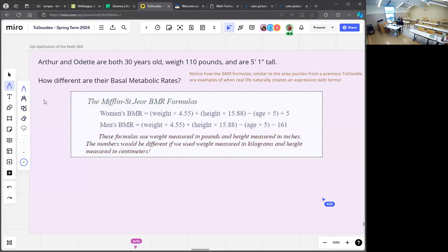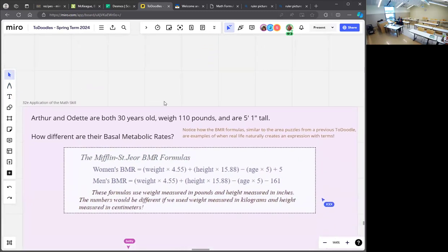So Arthur and Odette are two different people, and they have three numbers. Their weight is the same. Whoops, that should be a T. Their height is the same, and their age is the same. But they're gonna plug in and be a little bit different. Anyway, the problem is for height, I have to plug in inches. And 5'1" is a combination of feet and inches.